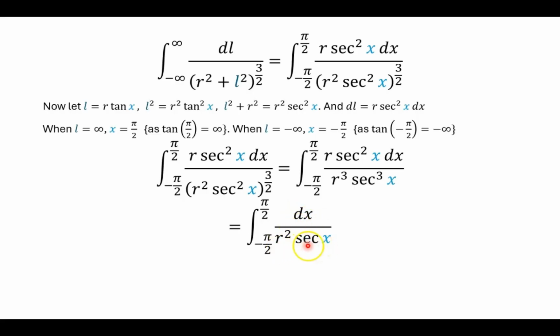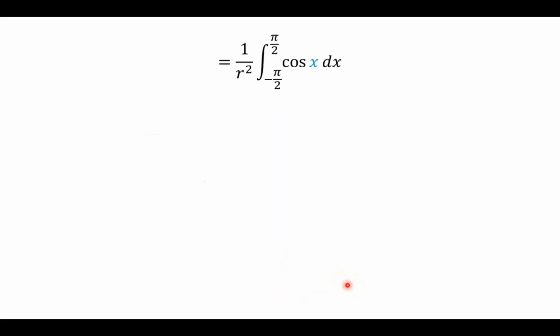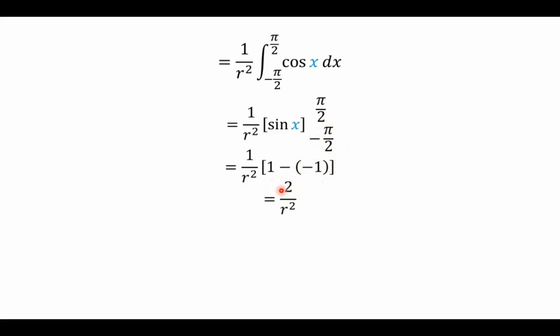But if you remember, 1 over sec is the same as cosine of x, and you can take this constant r out. Now you just integrate cosine, which is very easy because the integral of cosine is just sine. And all you need to do now is substitute the bounds. The upper bound, sine of pi over 2, is 1, just at the top of the unit circle. And minus the lower bound, sine of minus pi over 2 is negative 1. So 1 minus negative 1 is 1 plus 1, which is 2 over r squared.